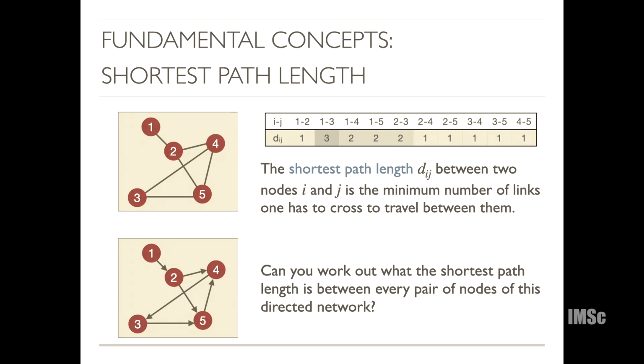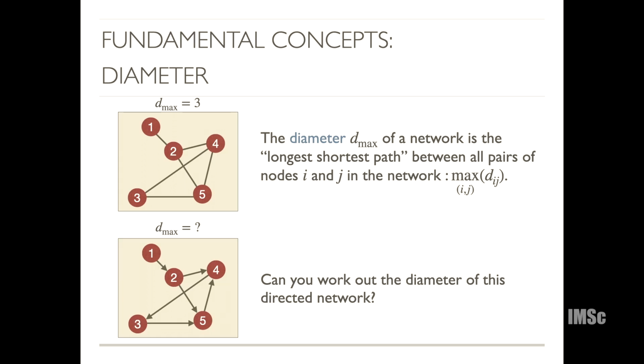And this actually becomes very important in a second, because here we have computed the shortest path length for all the pairs of nodes in this undirected network. And similarly, you can work out the shortest path length for every pair of nodes in the directed network. And once you have this information, you can then talk about what's called the diameter. The diameter is basically the longest shortest path between all pairs of nodes. So we have worked out all the individual shortest paths, and now we can work out the longest shortest path.